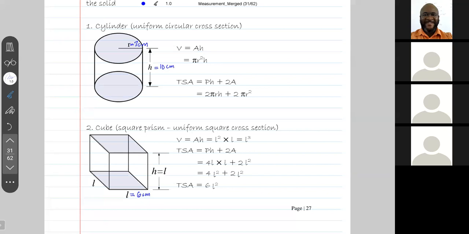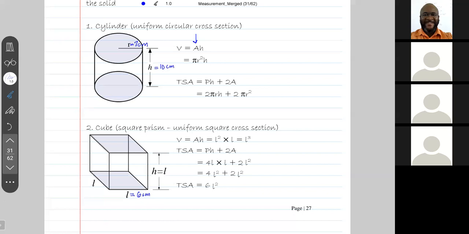Circle. Good. So in the formula, A is the area of the uniform cross-section. Because for a cylinder the cross-section is a circle, the formula V is equal to A times H, so V is equal to what? Pi r squared h. Guys, the formula for the total surface area is TSA equal to PH plus 2A.